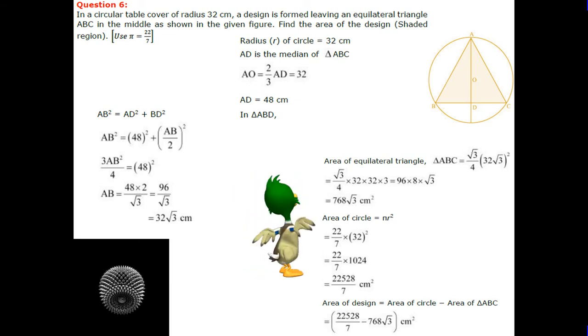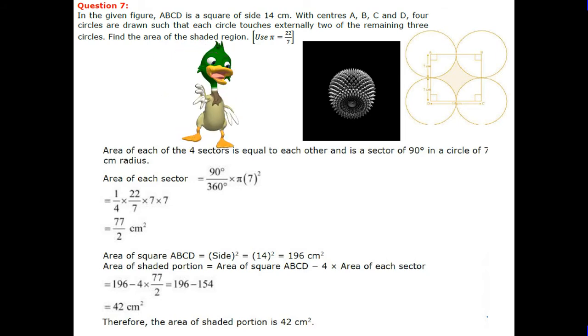Area of equilateral triangle ABC is root 3 upon 4 into (32 root 3) square, so 768 root 3 centimeter square. Area of circle is pi r square, that is equal to 22,528/7 centimeter square. Area of the design is the area of the circle minus the area of triangle ABC, 22,528 upon 7 minus 768 root 3 centimeter square.